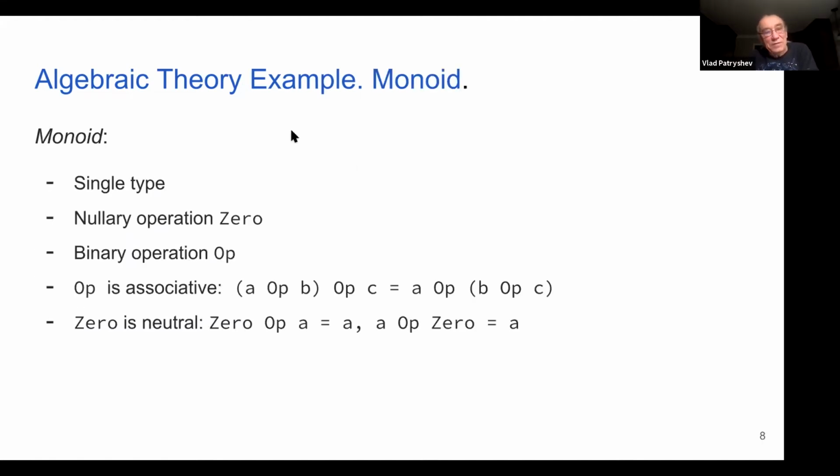Here's a nicer example of an algebraic theory, monoid. I believe there are at least two talks that mentioned monoids today, maybe more. So Dean, no, not Dean.